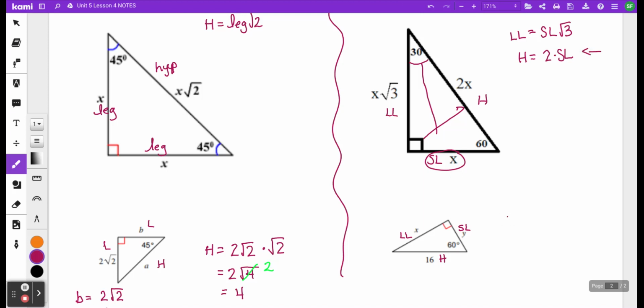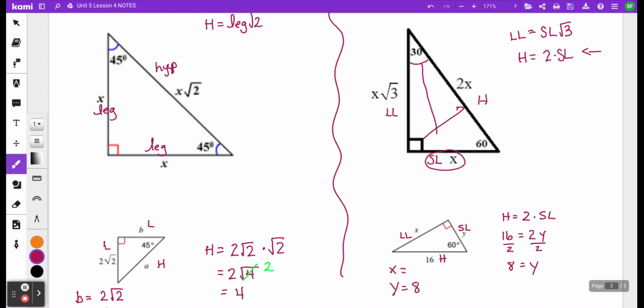So we know the hypotenuse is equal to 2 times our short leg. So we're going to go hypotenuse, which is 16, is equal to 2 times our short leg, which is y. And we're going to divide. And our short leg is going to be 8.